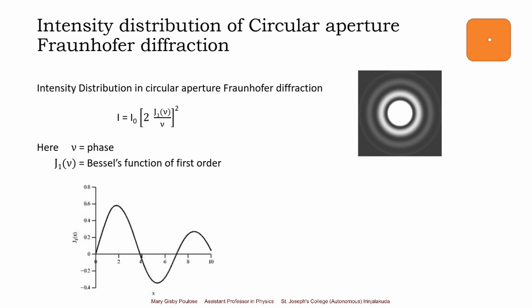Graphically, this function J1 of nu is represented by this curve. Here, the intensity term is the square of this term. Hence, the negative values in this graph will all become positive values, and thus the intensity distribution curve is obtained as such. Here we can see that the intensity of the central spot is very much larger than that of the secondary maxima, and the intensities of the secondary maxima gradually decrease as we move away from the center.